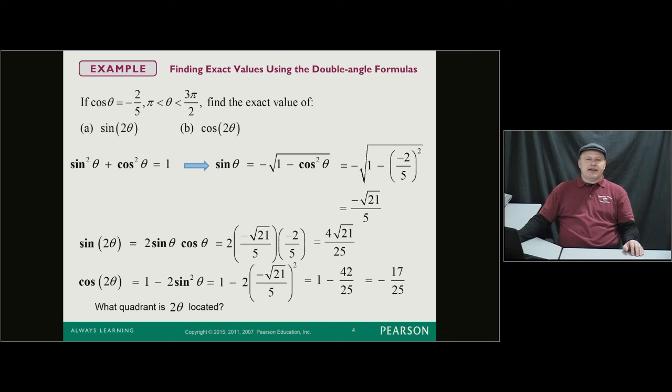So what quadrant is 2 theta in? Now, when I evaluated the sine of 2 theta, I found it was positive. So I said it was either in the first or second quadrant. Cosine of 2 theta just told me which one it is, because it's a negative 17/25. And so therefore it is in the second quadrant, because cosine is positive in the first quadrant, whereas cosine is negative in the second quadrant. So we're in the second quadrant.